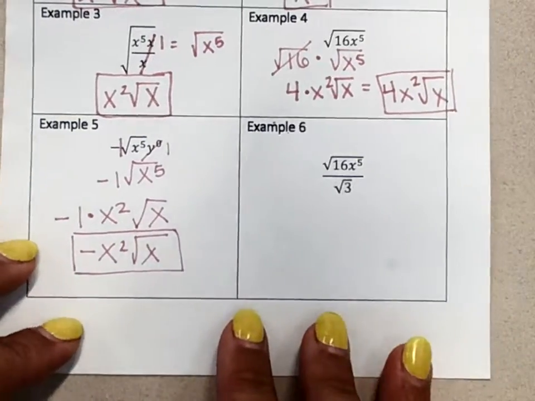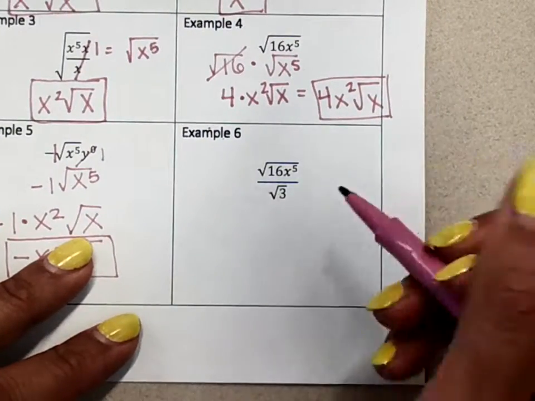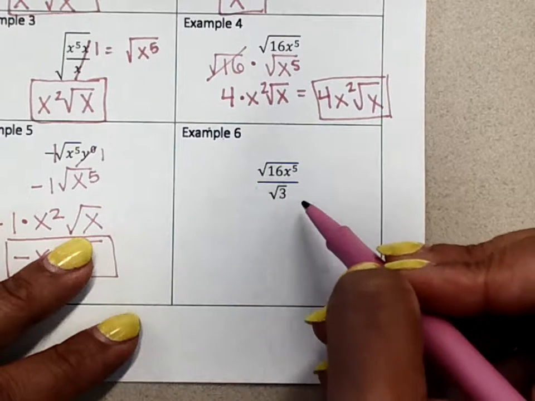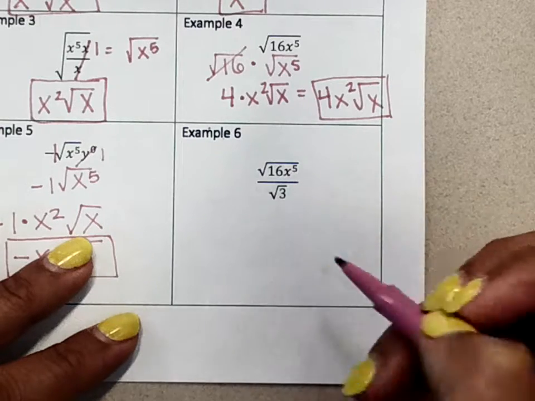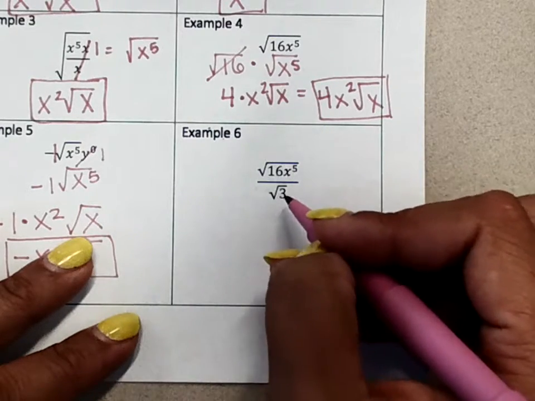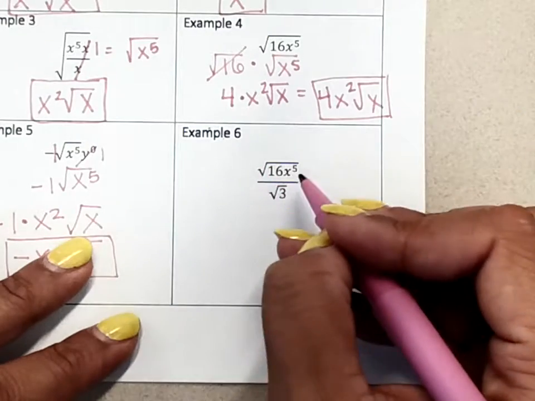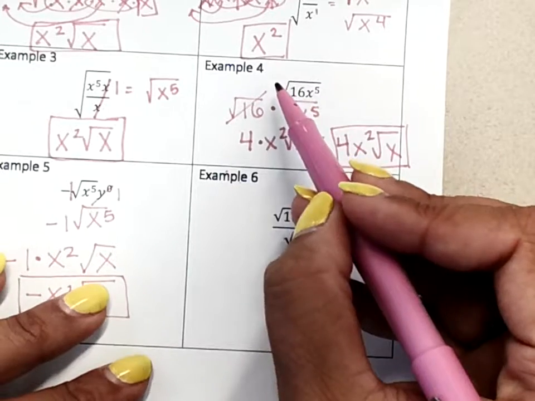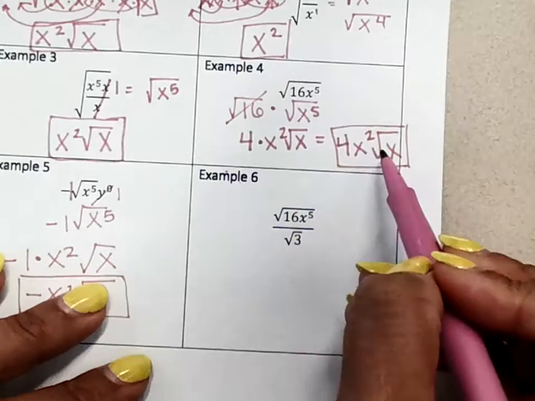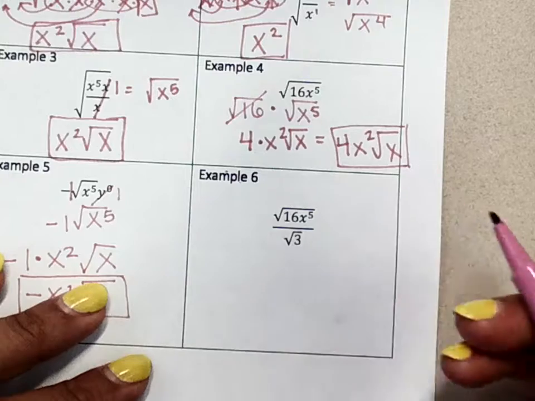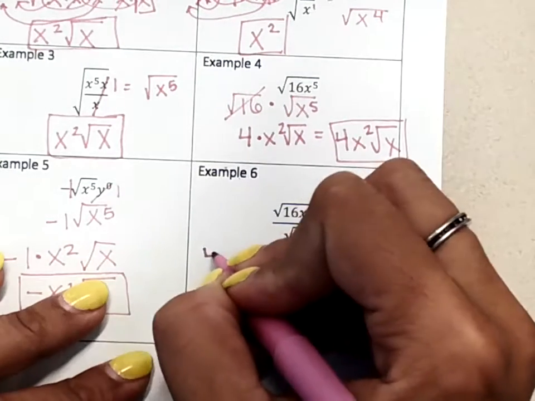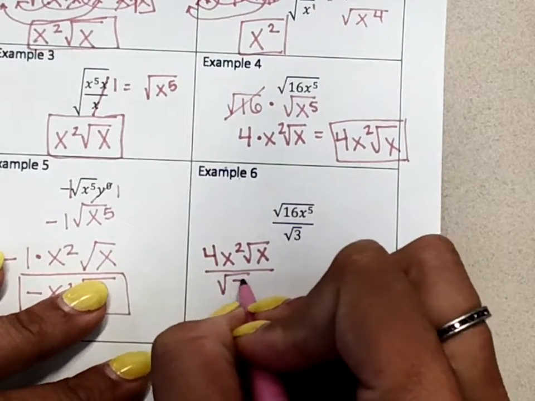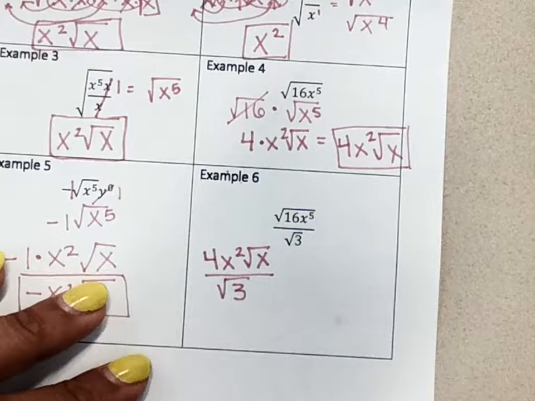In example 6, we have a few things going on. We have a numerator and a denominator. We have a fraction now. I know that I am not allowed to have a radical in my denominator. I know I need to get rid of that at some point, but I know I can simplify the numerator first. Again, like example 4, we know that the numerator is going to become 4x squared square root x. And then I'm going to bring down the square root of 3 in the denominator.